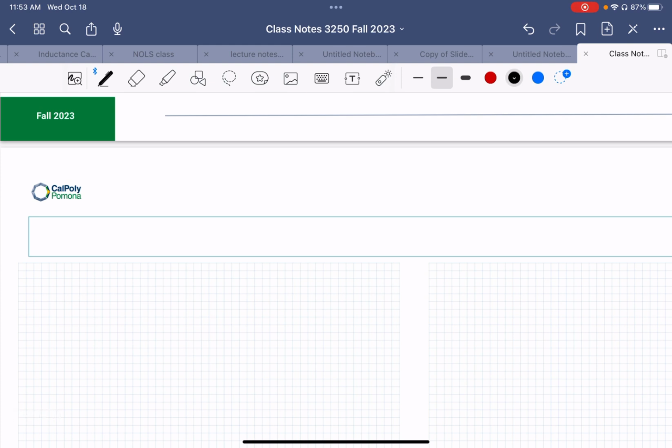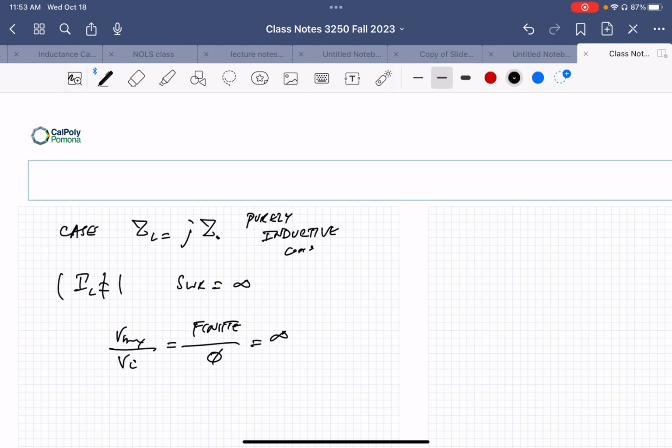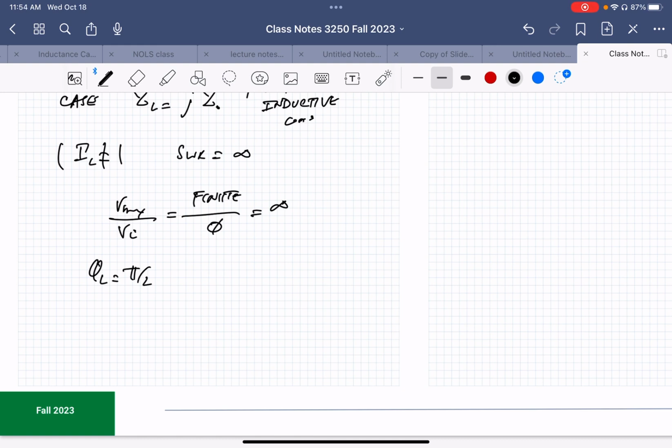So, okay, now let's look at some intermediate case. Assume Z sub L is j Z sub 0, so a purely inductive load. In that case, gamma sub L has magnitude 1. Standing wave ratio is infinite, so V max over V min is some finite value over 0, which gives you infinite. And phi sub L is equal to pi over 2.